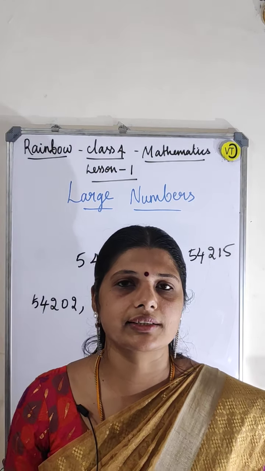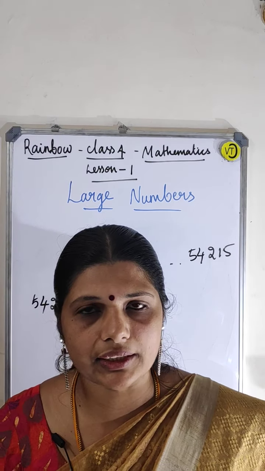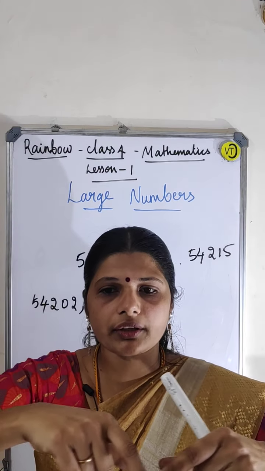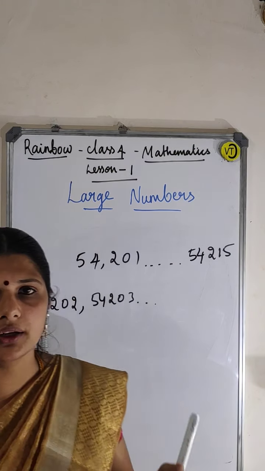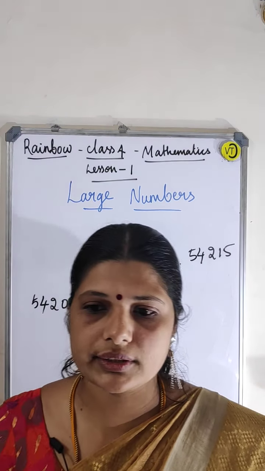54,215. If they ask in between how many numbers are there, it will be what are the numbers in between. You can write like this: 54,202, 54,203. This way you can do it.